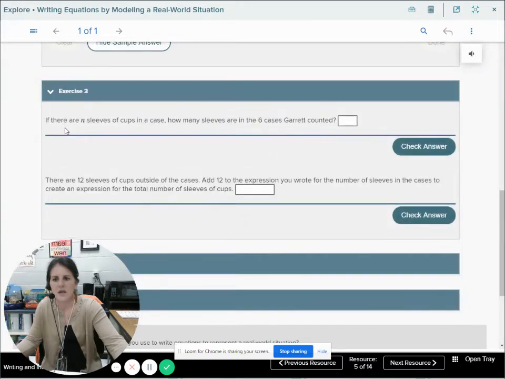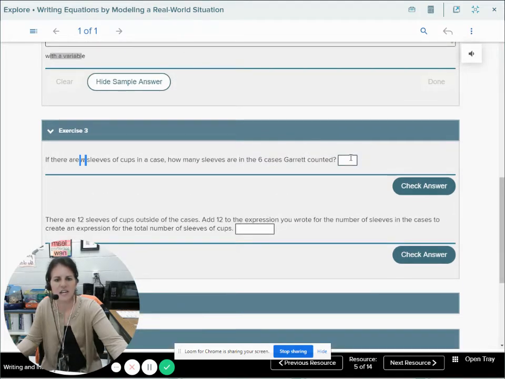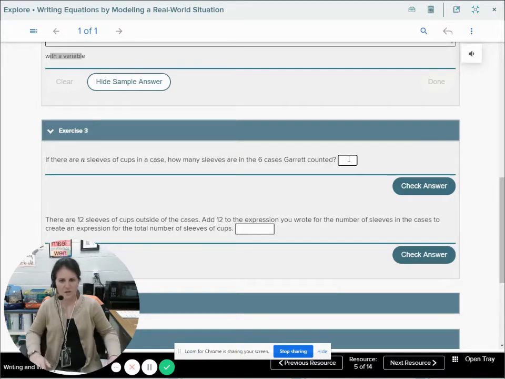It says, if there are n sleeves, that's our variable that we're letting represent our unknown amount, there are n sleeves of cups in each case. Then how many sleeves would there be in the 6 cases that Garrett counted? Well, we know that there's 6 cases, n in each case. That's the same as saying 6 times n.